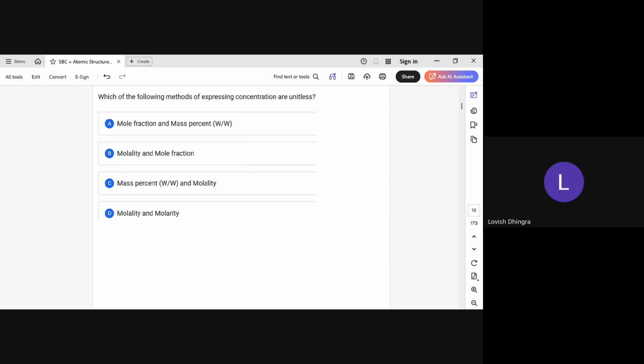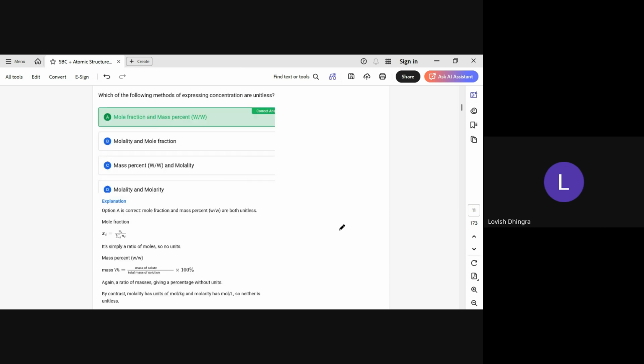Okay, I'm moving to the next question now. You can check your answer. The question was, which of the following methods of expressing concentration are unitless? Mole fraction, everyone knows. It is simply the number of moles of a particular component divided by the total number of moles. And mass percent is the mass of a particular solute divided by the mass of the solution, so you are dividing mass by mass. That is unitless.